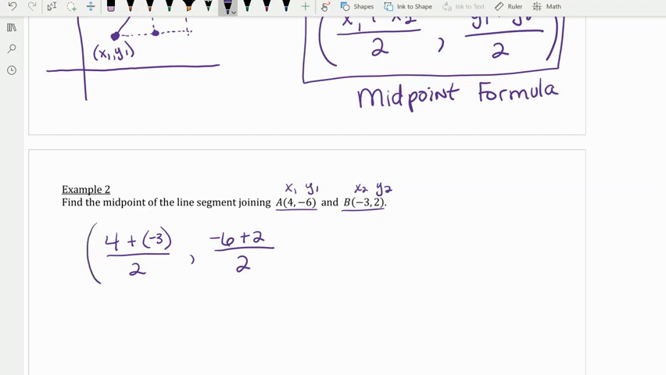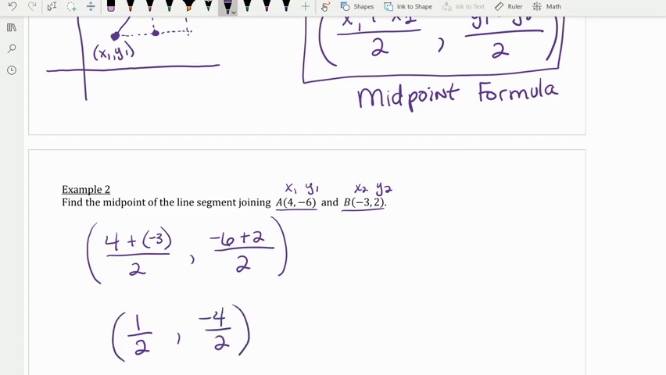And remember, this is a point that we're finding. It's the midpoint. So if it's a point, it's an ordered pair. We're finding an x value and a y value of an ordered pair, right? So then I can add on the top, 4 plus -3. That would be 1/2, which is just 1/2. And then the other one, -6 plus 2, that's -4/2.